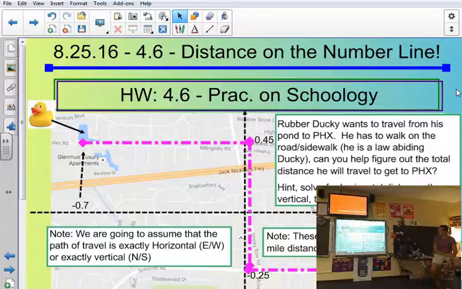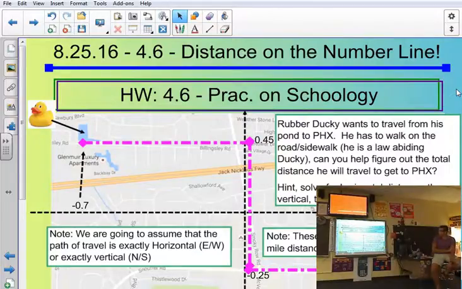So Rubber Ducky wants to travel from his pond that's right near my house, Rubber Ducky's pond, to Phoenix. We are going to assume straight line of travel. So ignore the fact that Smoky Row actually runs slightly diagonal. Ignore the fact that Billingsley is not perfectly straight. We're going to assume straight travel, so those dotted purple lines are our travel lines.